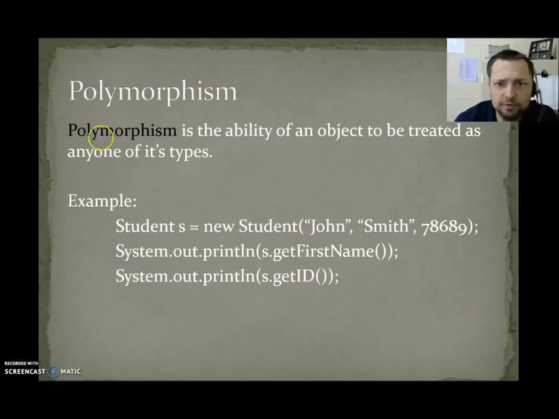Polymorphism. Polymorphism is the ability of an object to be treated as any one of its types. Student s equals new Student John Smith. System.out.print s.getFirstName. Here s is being treated as a Person because it's accessing data from the Person portion of the class using getFirstName. Here s is treated as a Student because getID comes from Student. So it can be treated as any of its types as needed to access methods and attributes.